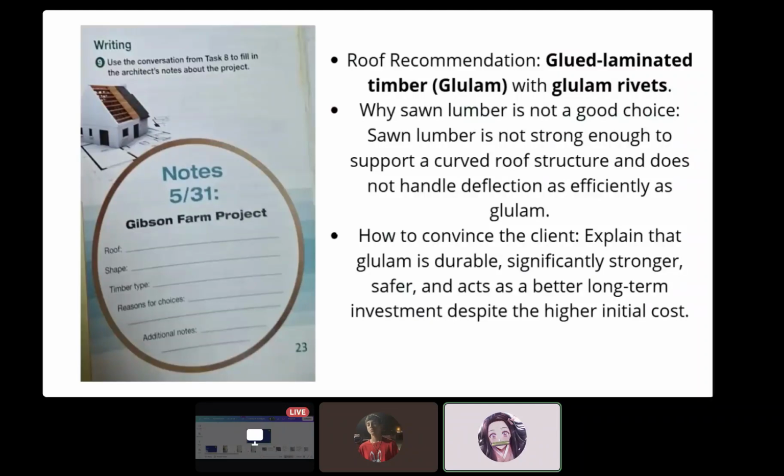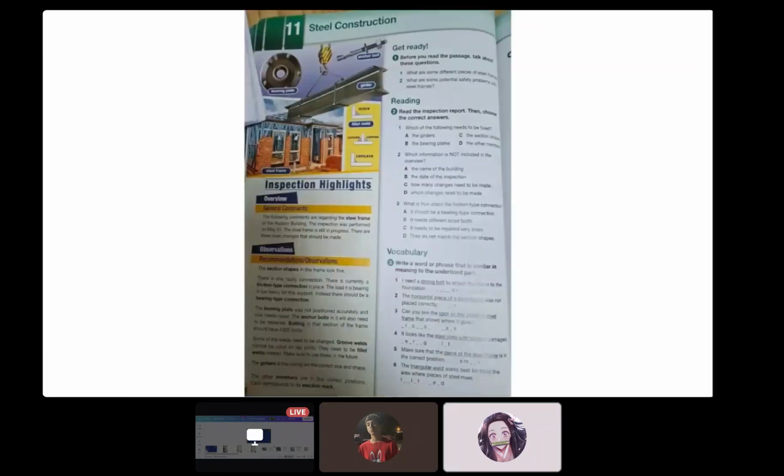Sawn lumber is not strong enough to support a curved roof structure and does not handle deflection as efficiently as glulam. How to convince the client? Explain that glulam is durable, significantly stronger, safer, and acts as a better long-term investment despite the higher initial cost. So the next unit is 11 with my partner Uribiel.